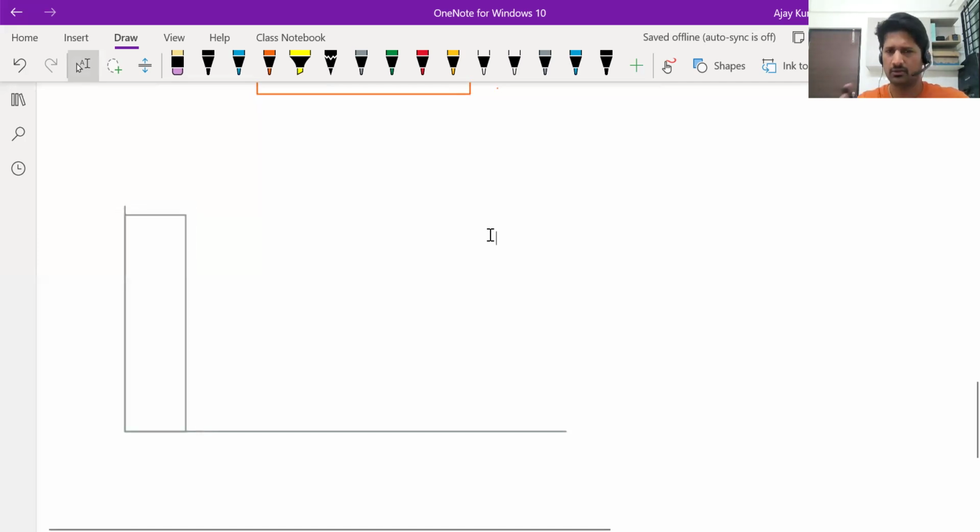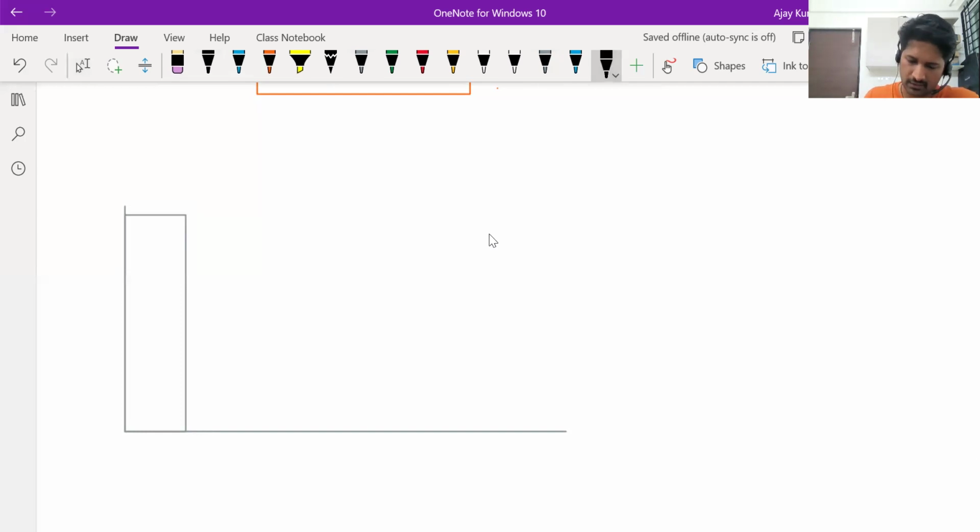Okay, let's say there is a tower or a building from which a ball is projected horizontally. Let's say with a speed of some 20 meters per second. And the height of this building, take it as 80 meters.